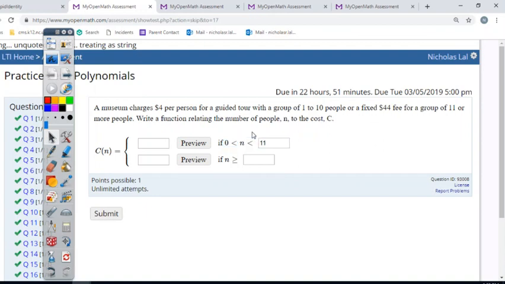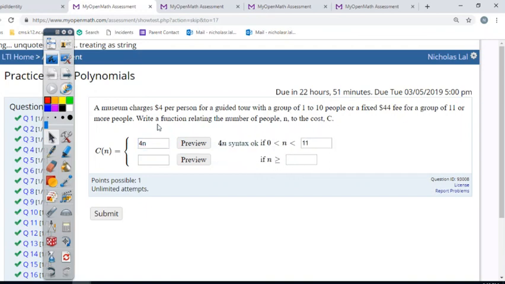Now, you can't have a half person. You can't have 10.5 people take a tour. You can only have 10 people take the tour. So when n is less than 11, that's when you have 1 to 10 people. What's the pricing model when you have 1 to 10 people? $4 a person, where n is the number of people. So if you have $4 times the number of people, and n is the variable standing for the number of people, your formula here is 4n.